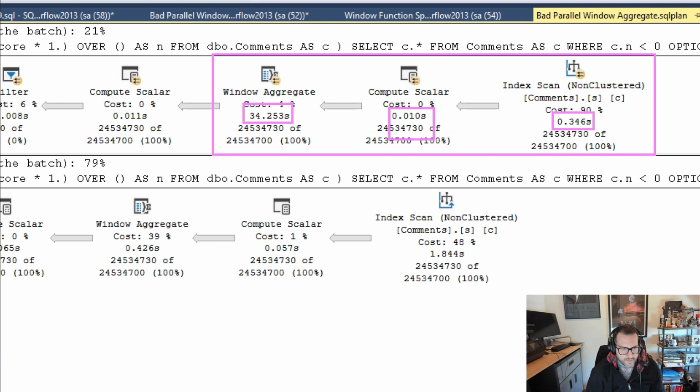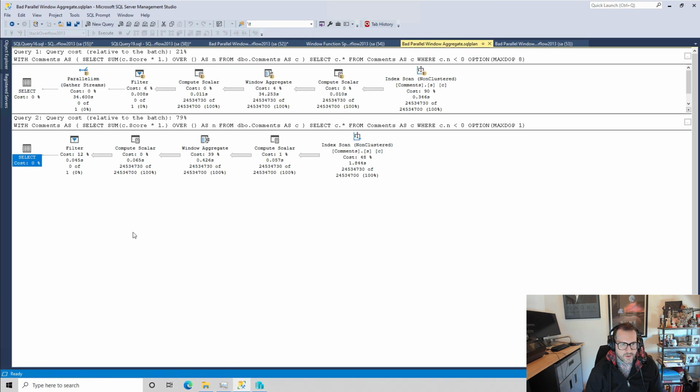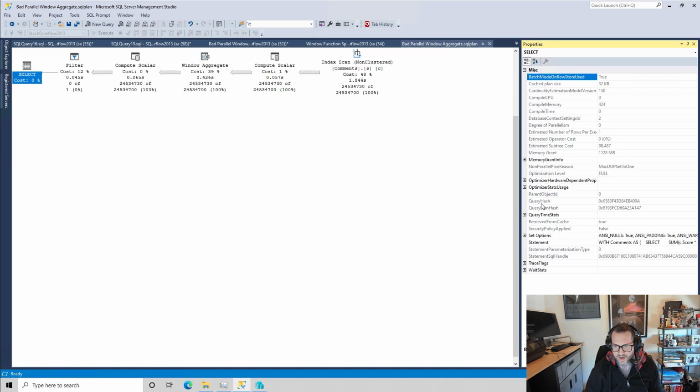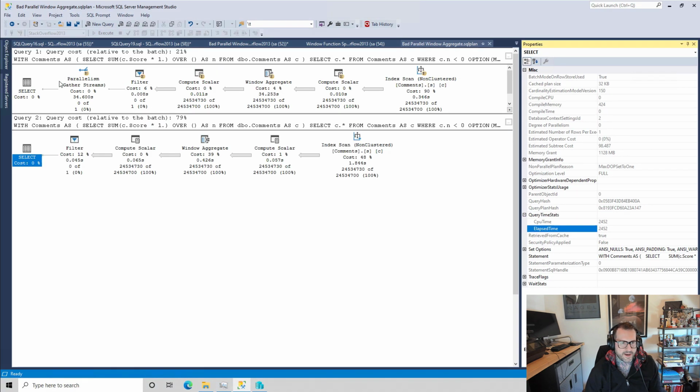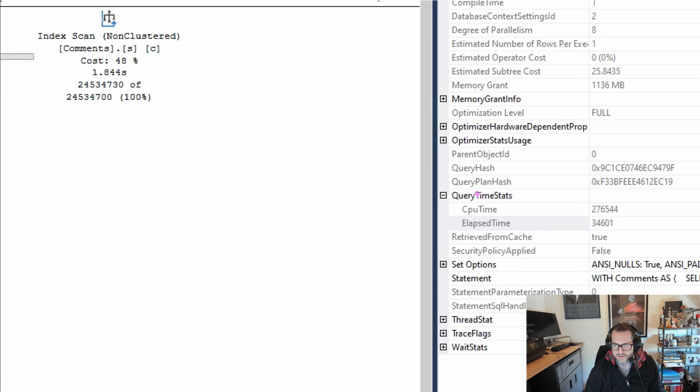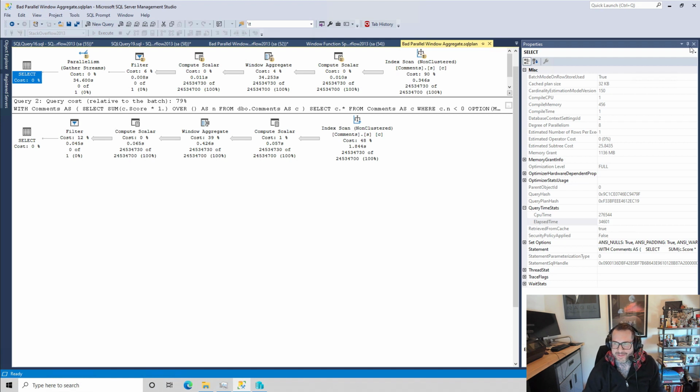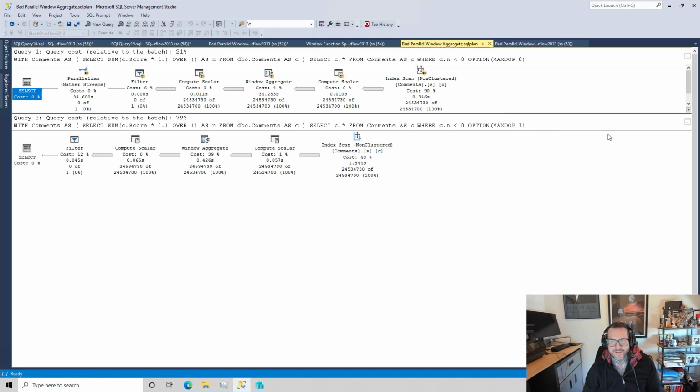What gets really weird is that when we run that same query at DOP 1, it is pretty quick. Obviously the scan of the index over here is going to suffer because we're scanning 25-ish million rows with a single thread. That's going to be slower, but the window aggregate finishes almost immediately. Let's look at the query time stats in the properties: about 2.5 seconds there. But up here, the parallel plan just gets the crap kicked out of it. I don't claim to fully understand what's happening behind the scenes, but that was sort of the deal there.